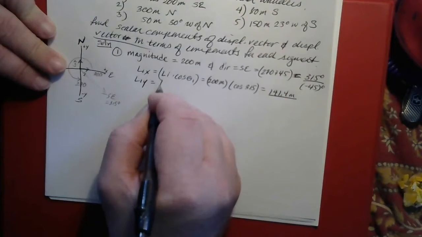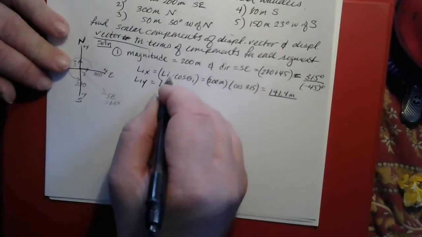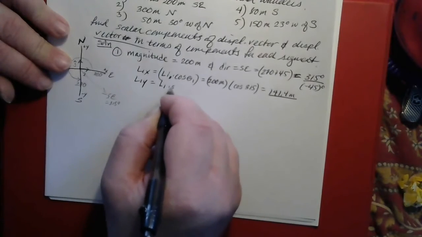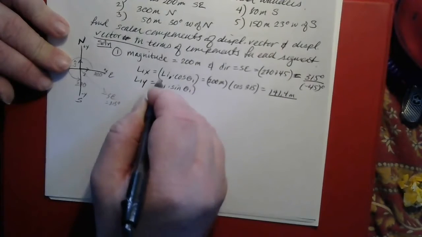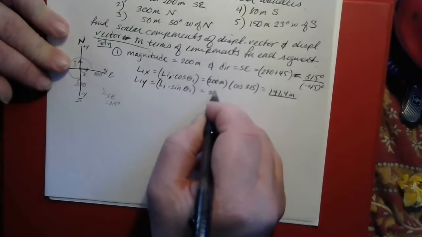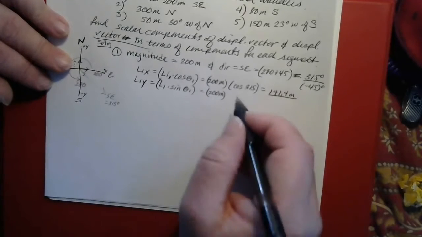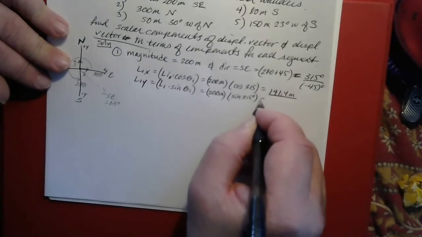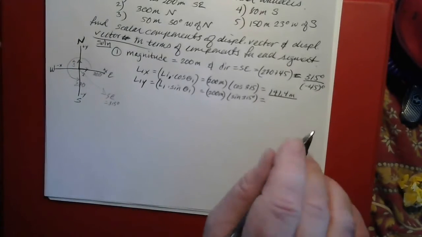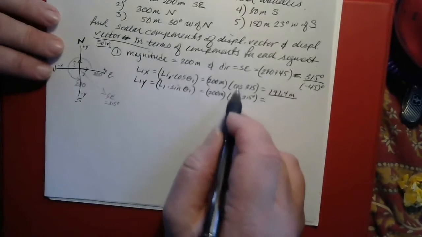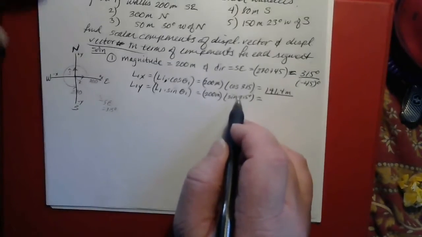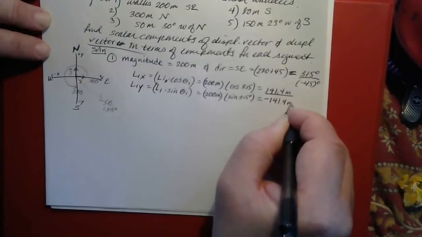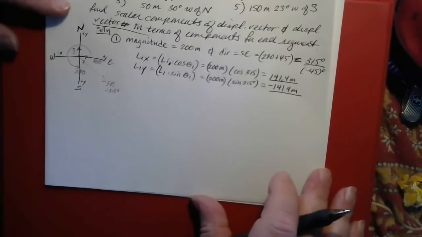Then we have the y component, and that's going to be L1 times sine of theta for the first leg of the journey. And that's 200 meters times the sine of 315 degrees, or negative 45. And that's negative 0.707. This was positive 0.707. This is negative 0.707. So you actually get the same number, only it's negative this time. Negative 141.4 meters.